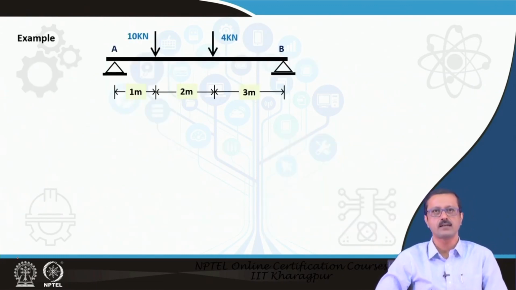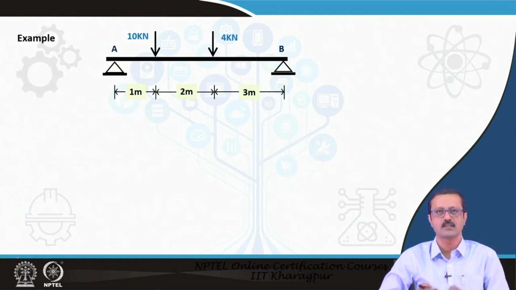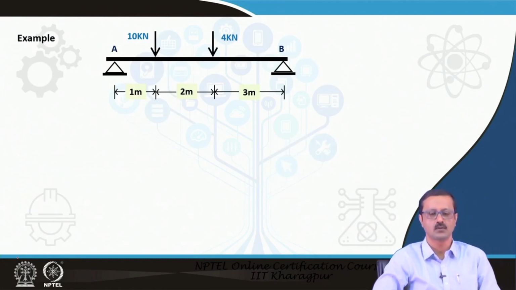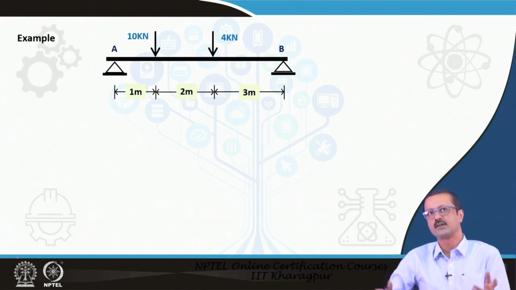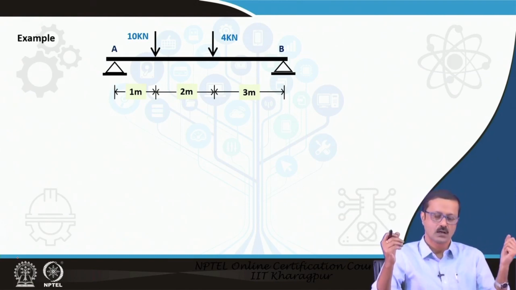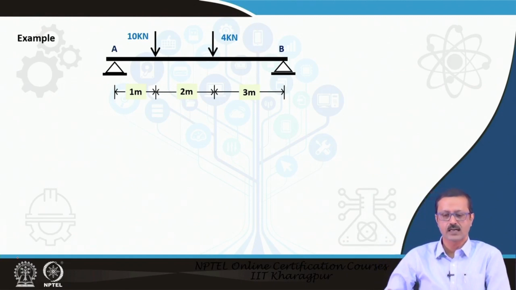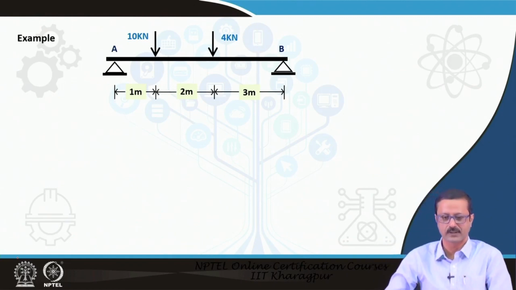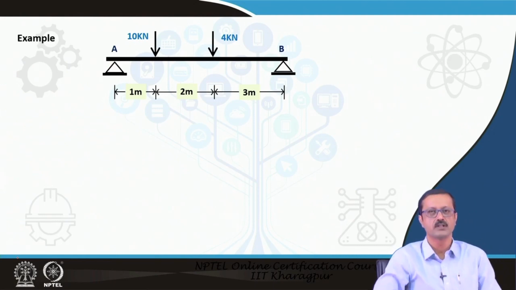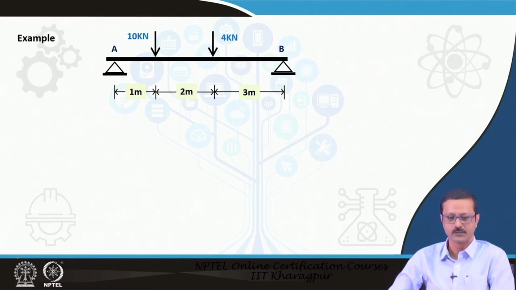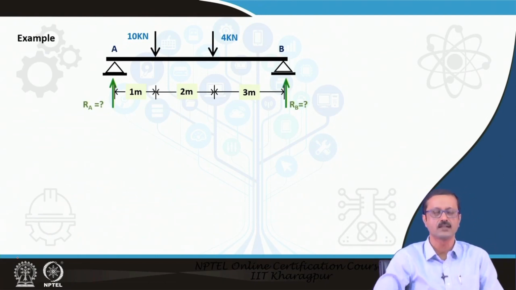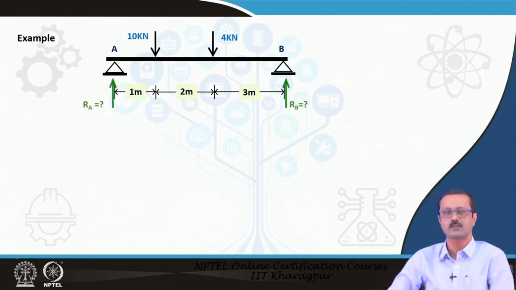So, this is again the simply supported beam as I have shown, and I have put two pointed loads, one of 10 kilonewton, which is almost about 1000 kg, and another of 4 kilonewton, at distances of 1 meter and 2 meter from the left hand side support A. Now my question is, I have to find the reaction at A and the reaction at B.